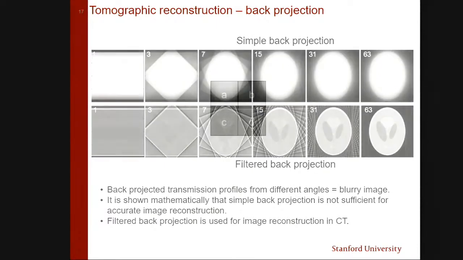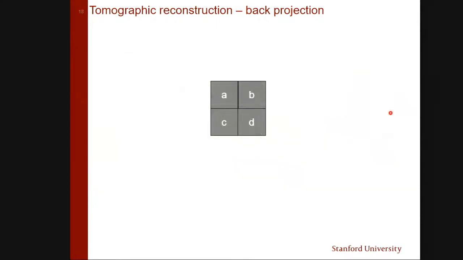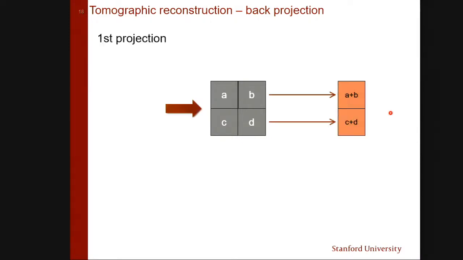So let's have an object now. Let's say we have an object that consists of four cubes, A, B, C, and D. A, B, C, and D represent different densities, for example, even though the grayscales here are the same. So we collect on a detector, sending X-rays from left to right. The detector gets information about this line as A plus B, and along this line as C plus D, right? Good, so we have this.